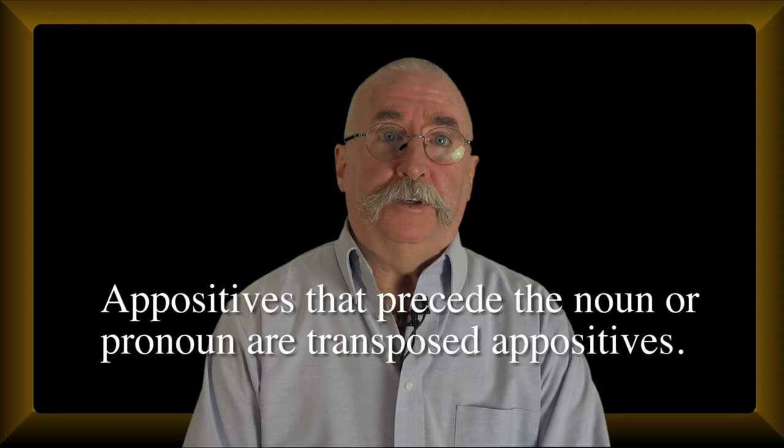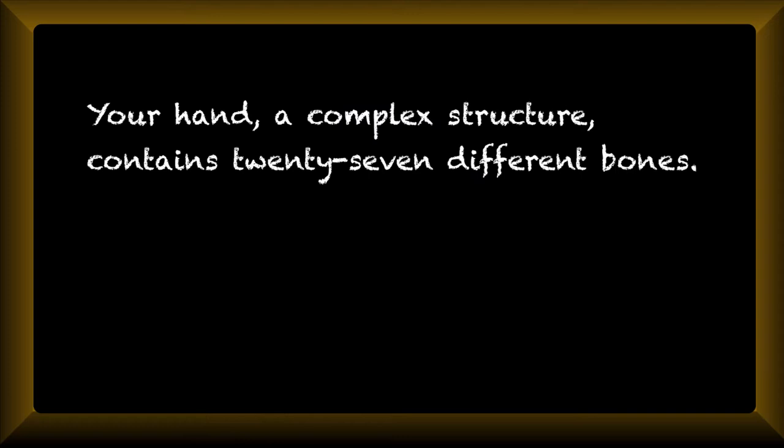An appositive typically follows the noun or pronoun it restates. However, you may encounter appositives that begin sentences. We call these transposed appositives. The following sentence shows an appositive in its typical position. Your hand, a complex structure, contains 27 different bones. Now look at the same information with a transposed appositive. A complex structure, your hand contains 27 different bones.